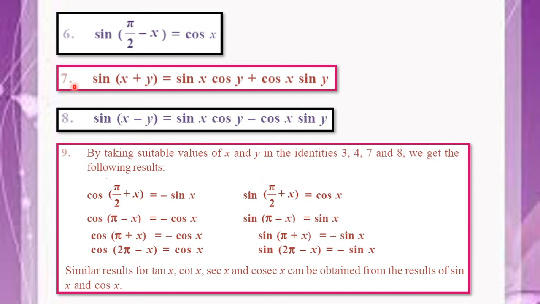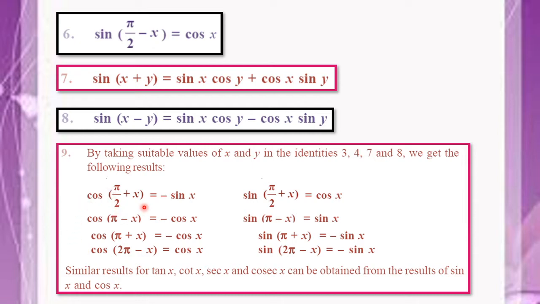Then we have seventh identity: sin(x+y) is equal to sin x cos y plus cos x sin y. Then same way we have for difference: sin(x-y) is equal to sin x cos y minus cos x sin y. Then in ninth identity, students, we talked about allied angles in the last video, if you remember. So it is nothing, just based on the allied angles.